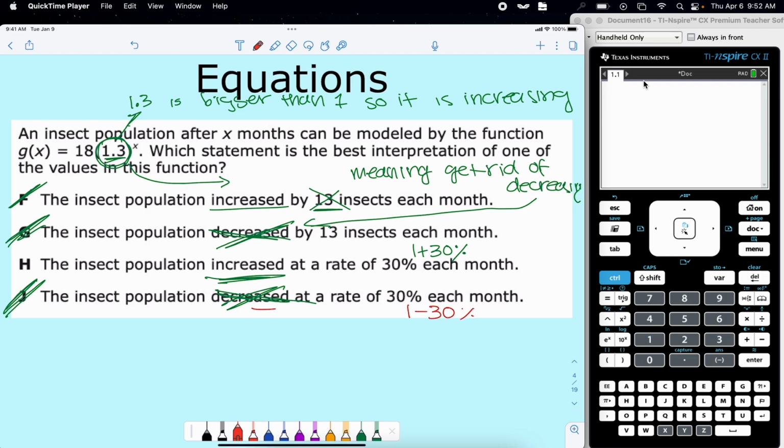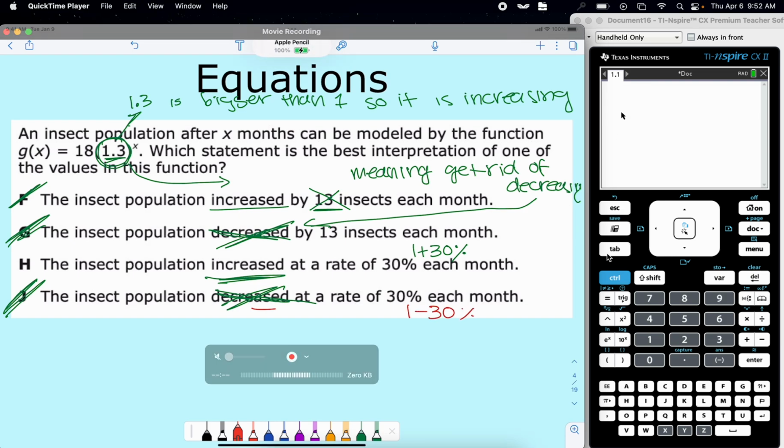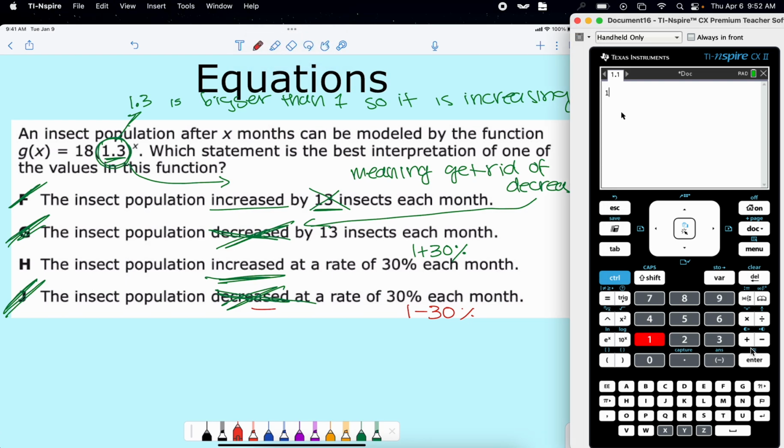If you didn't remember the rules of the definitions, you could do it mathematically. So you do 1 plus 30, then this little symbol right here, percent, control equals, that equals 1.3. That's good. So H is my answer. If you did 1 minus 30%, control enter, that gives you 0.7, which is not the correct answer. So it would be H.